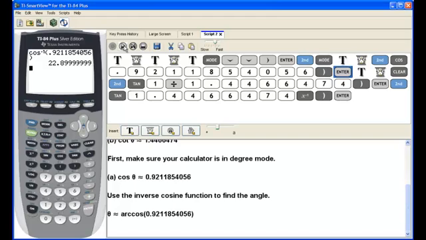So the inverse cosine of 0.92 is approximately 22.9 degrees. What that means is that if we find cosine of 22.9 degrees, we'll get approximately 0.92. Now there's a lot of other angles that have a cosine that's equal to 0.9211854056. But we're only interested in the one between 0 and 90 degrees, and the inverse cosine is what gives us that angle.